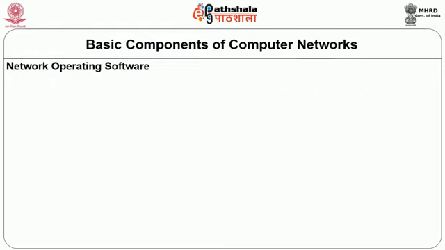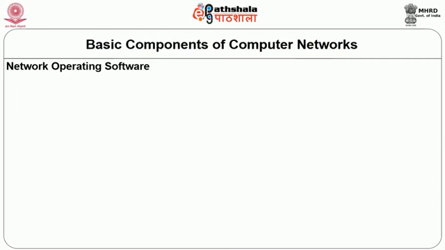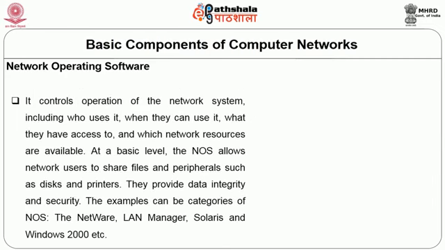Now looking into the other basic component of computer networks, network operating software. It is a collection of software and associated protocols that allow a set of autonomous computers which are interconnected by a computer network to be used together in a convenient and cost-effective manner. It is similar to any other operating system like Windows, DOS, etc., except it operates over more than one computer. It controls the operation of the network system.